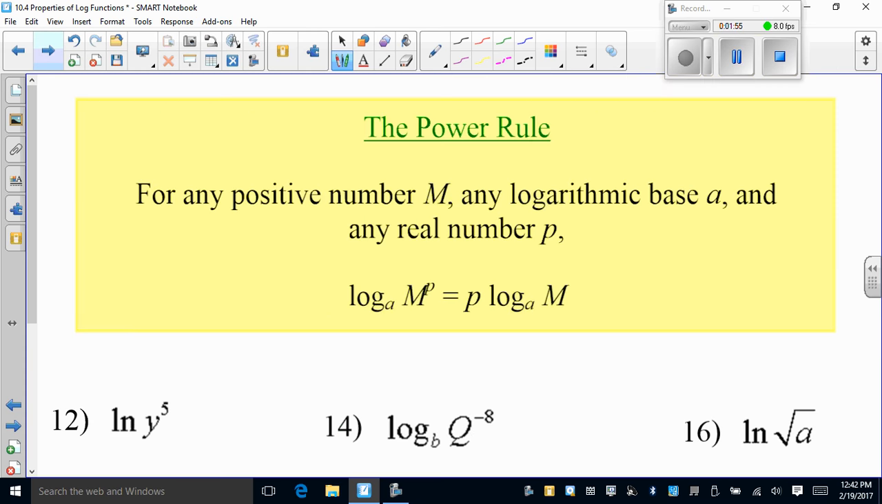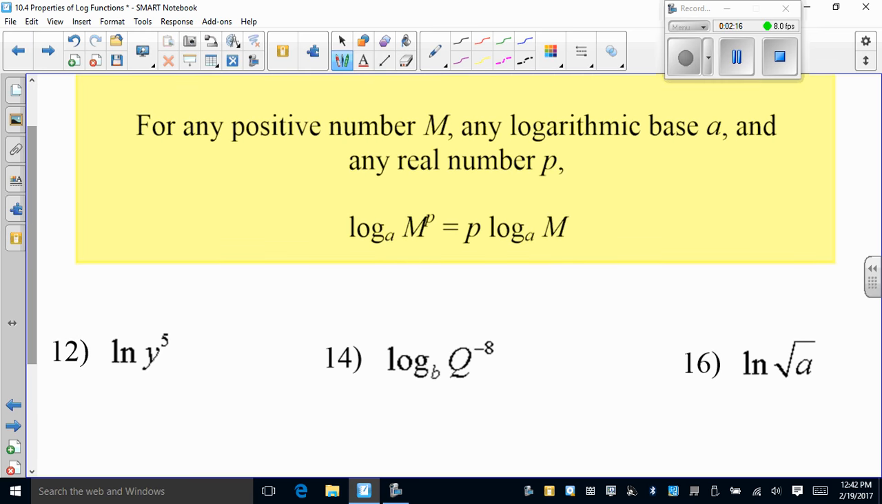Okay, next one is the power rule. For any positive number m, any logarithmic base a, and any real number p, log base a of m to the p power is the same as p times log base a of m. Go back to knowledge that you know. A power raised to a power, you multiply. And the log base a of m, that whole thing, is just a power.